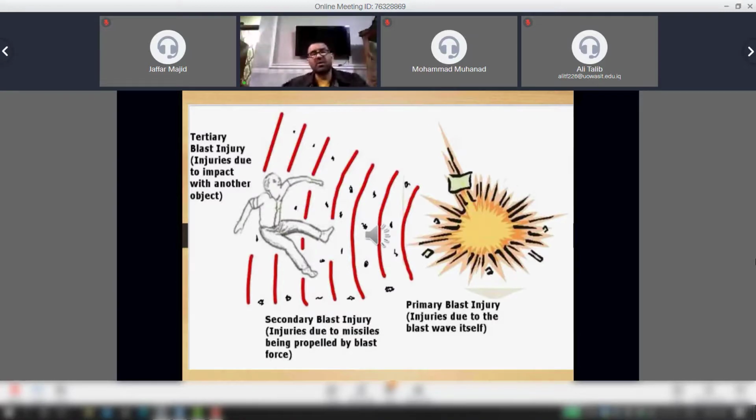Again, this picture shows what can happen. Primary blast injury is from the wave itself, pushing with high pressure. Secondary blast injury happens by the missile being propelled by the blast force. These fragments cause secondary blast injury.